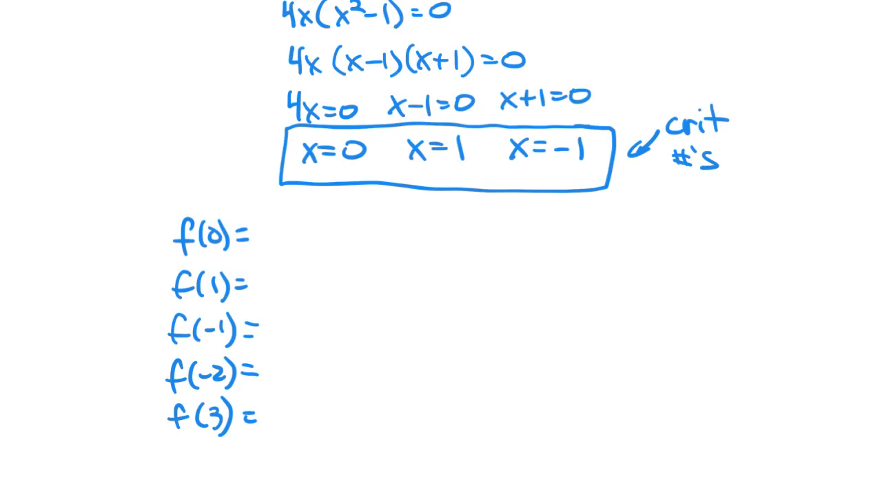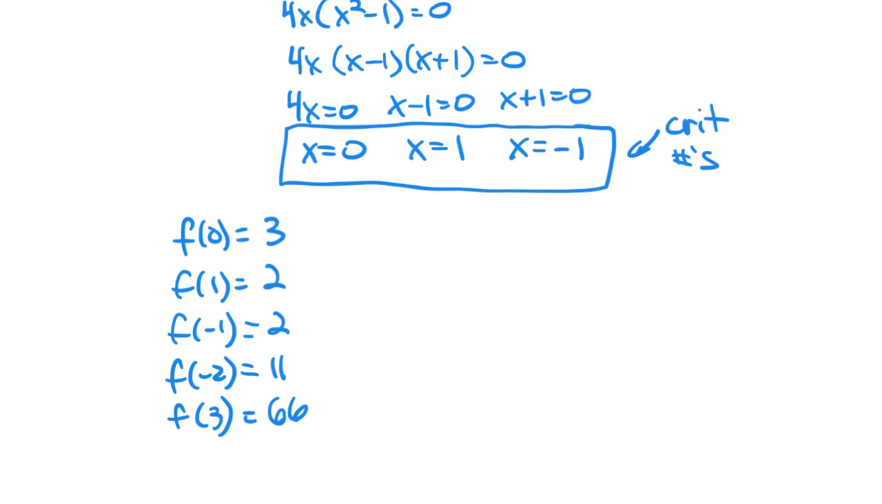And if you do that, you'll find out that f of 0 is equal to 3, f of 1 is equal to 2, f of -1 is also equal to 2, f of -2 is 11, and f of 3 is 66. And then our absolute min and absolute max will be determined by these numbers here.